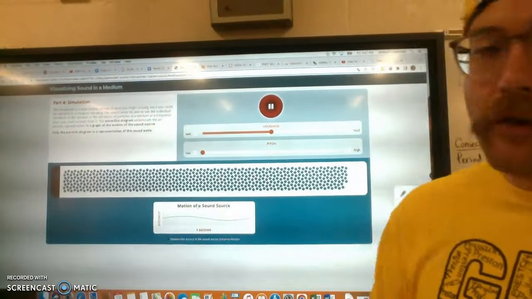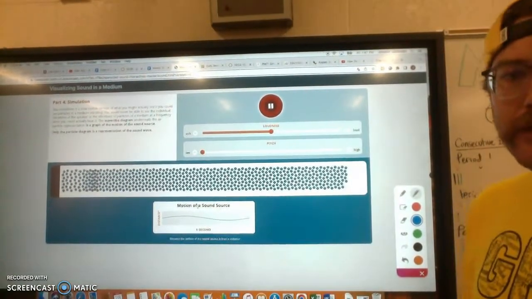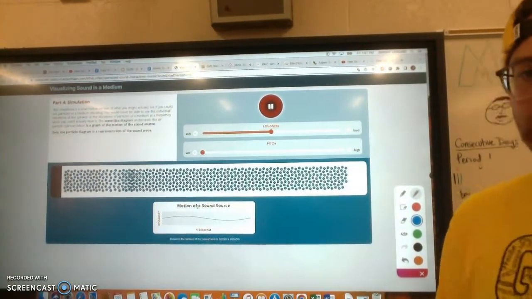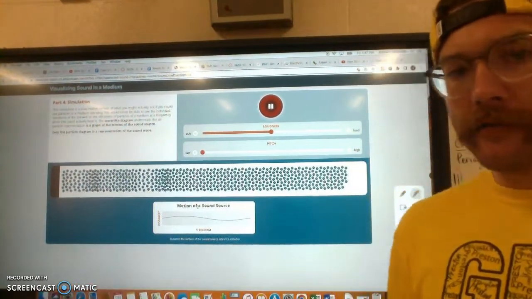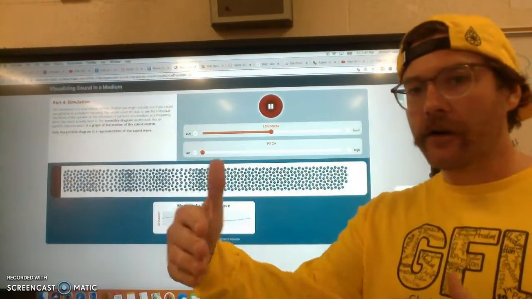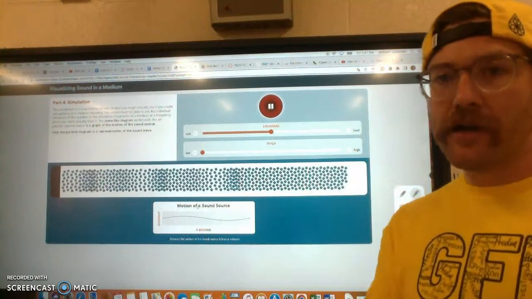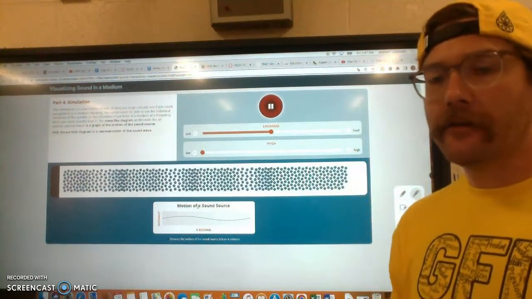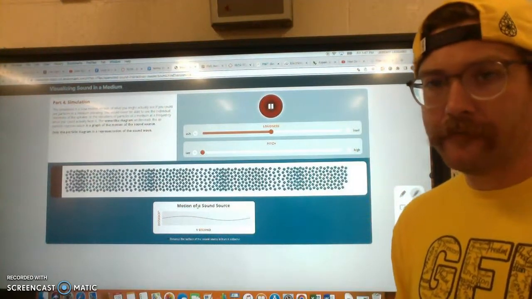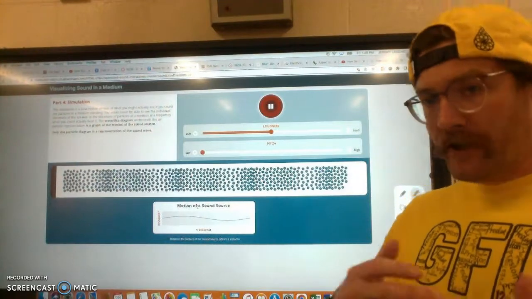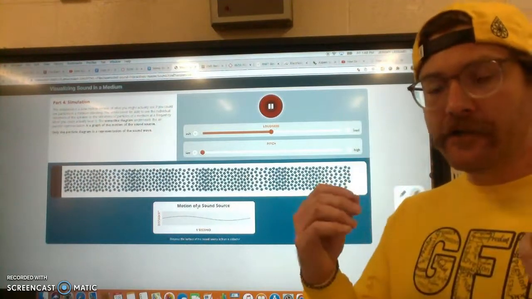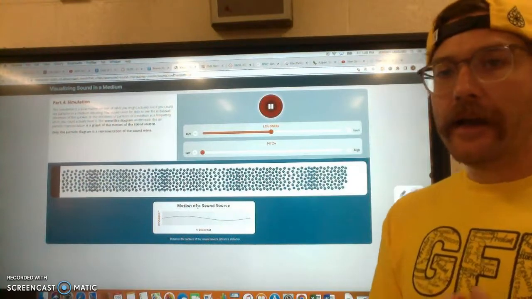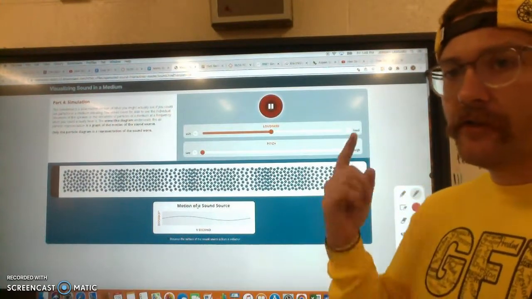Okay, we go to the low one. And we're going to see that these are going to be further apart. They're going to take longer from compression to compression. They're less frequent. They have a lower frequency. Okay? And so frequency controls the pitch, the high or low sound, and amplitude controls the volume.